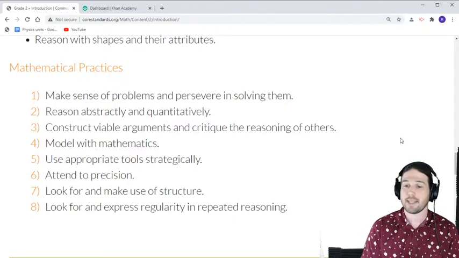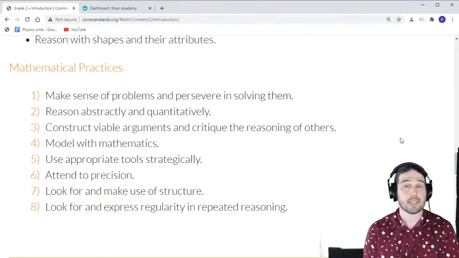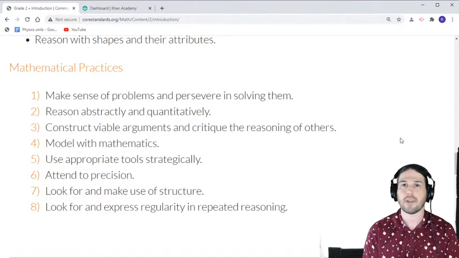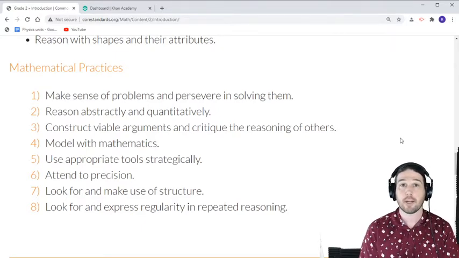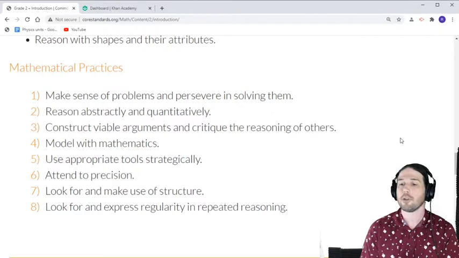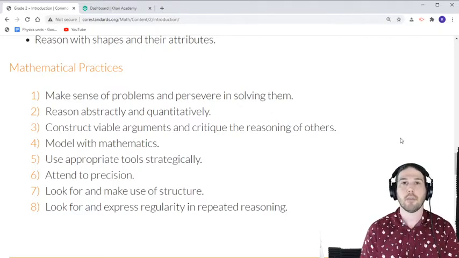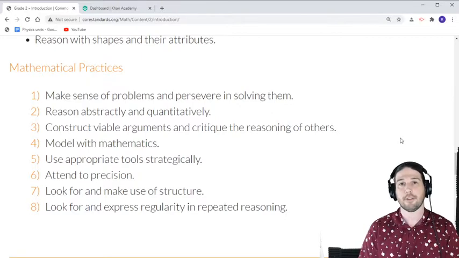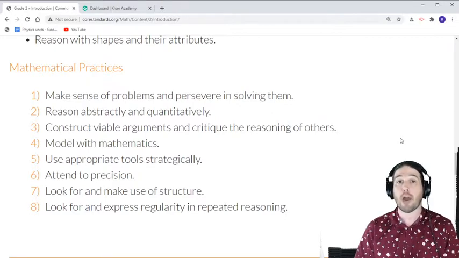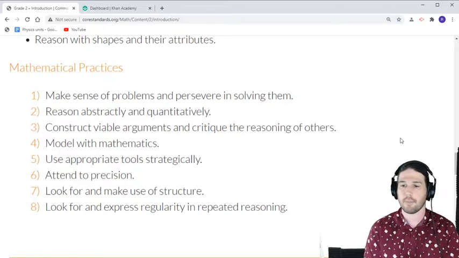Reason abstractly. Abstractly is things like shapes now. Right? We're going to be thinking about how shapes move and which shape's bigger, and all of that's very abstract, but also quantitatively. If I measure which one's bigger, I can attach a number to it, and now it's a quantitative thing, and I can use math to determine how much taller it is, etc.